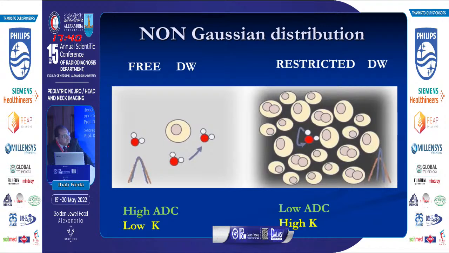Following the non-Gaussian distribution, remember in free diffusion, we said there is high ADC. And meanwhile, the peak curve is so close to the bell curve. The difference is minimal, so it is a low kurtosis. So free diffusion, there is high ADC, low kurtosis. On the contrary, in restricted diffusion, we said there is low ADC, but the peak curve is so different from the bell curve. The difference is high, so we have high kurtosis.